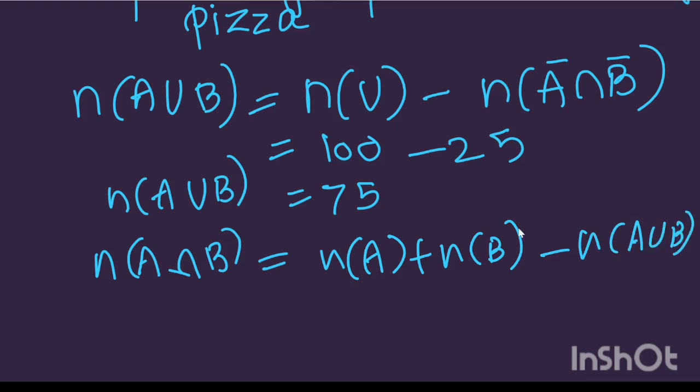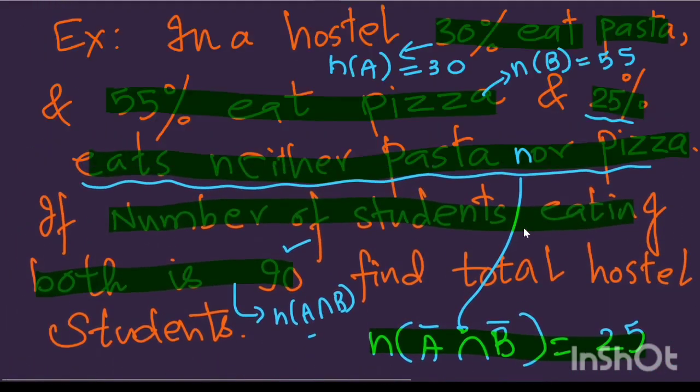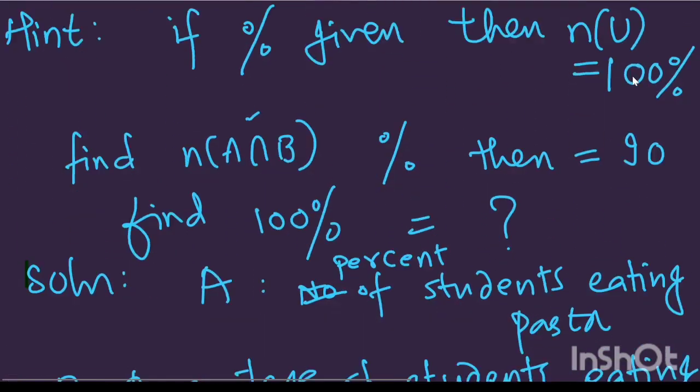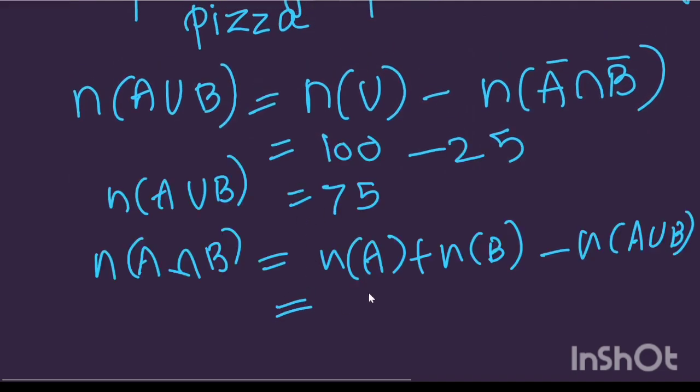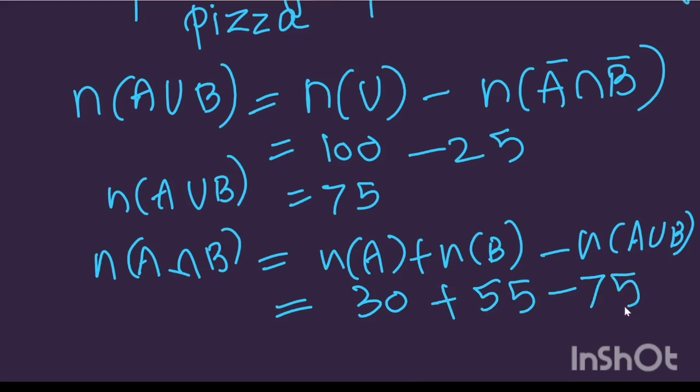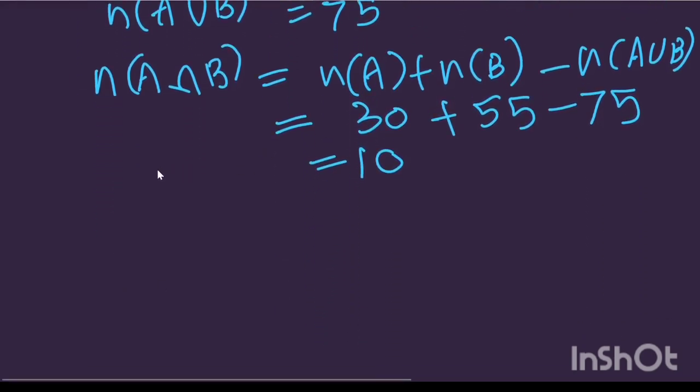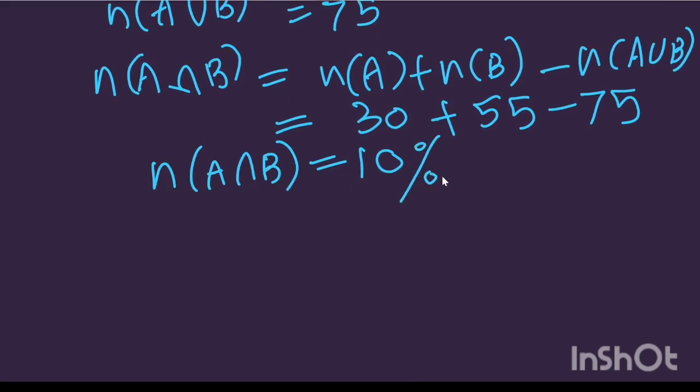Now we know n(A) and n(B), we will substitute from here. n(A) is 30, n(B) is 55, that we will substitute. 30 plus 55 minus n(A union B), minus 75, which is 10. So n(A intersection B) came out to be what, guys? 10. So this 10 is not a number of students, this is 10%.